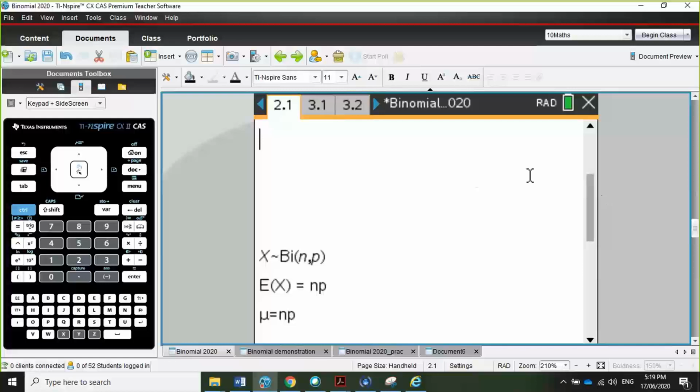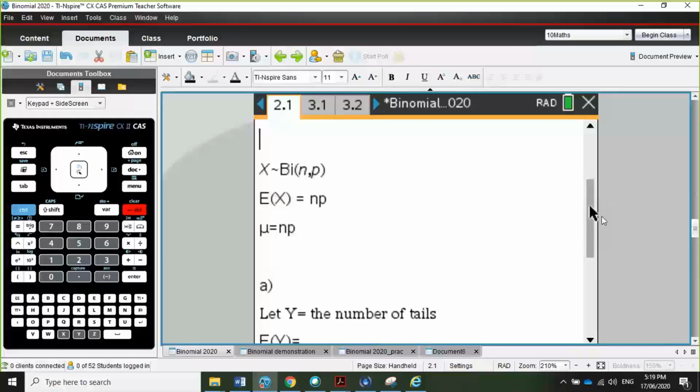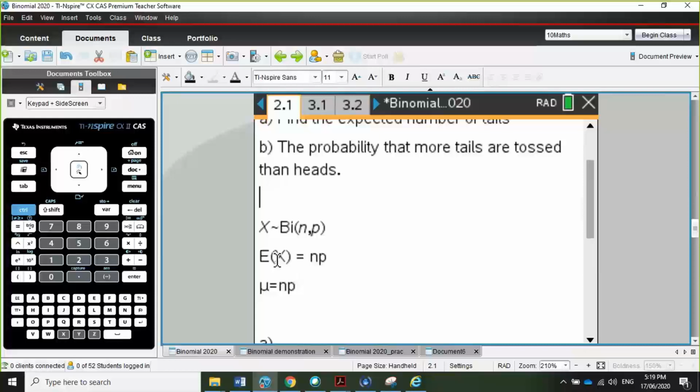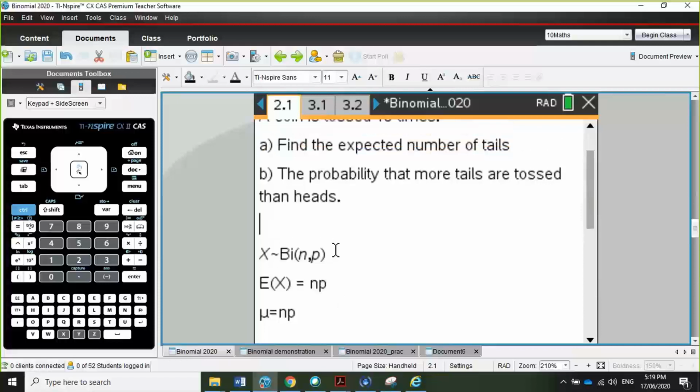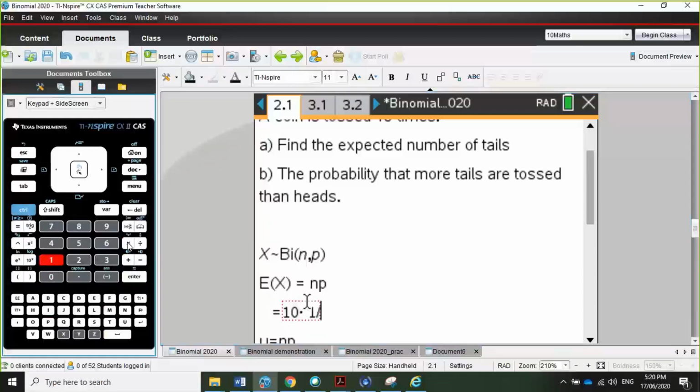Here it is. So for the expected value, we can use E of X, E of capital X here, or we can use mu as well. We use both of them, but depending on the question, you'll see this symbol mu, or you'll see E of X. If the variable itself is not X, please don't write E of X. If the variable is Y, for example, then we'd write E of Y. So in this case, the mean is E of X, and that is equal to the number of trials multiplied by the probability of success, and of course we get 5.